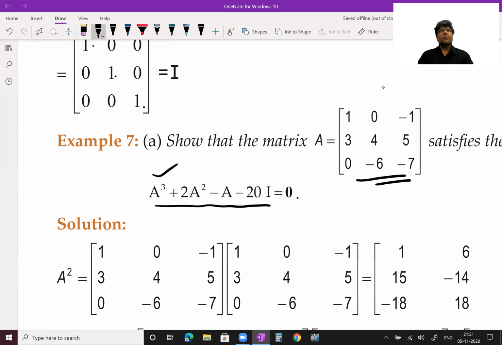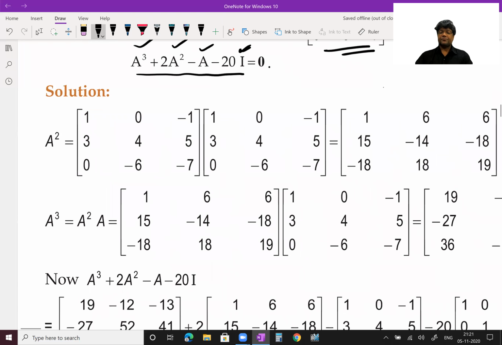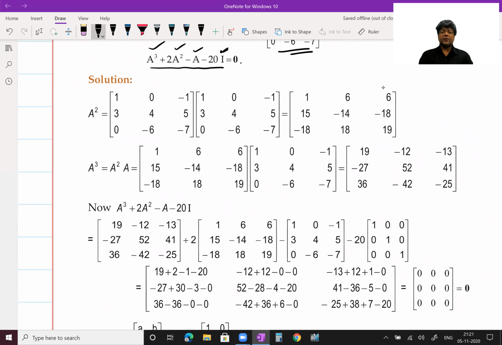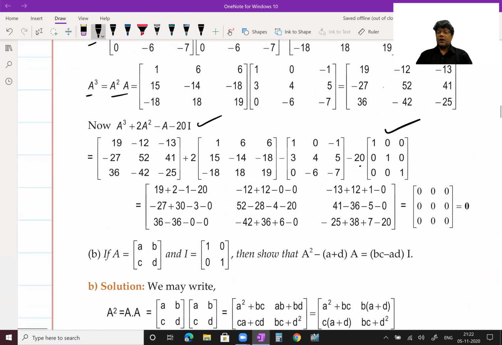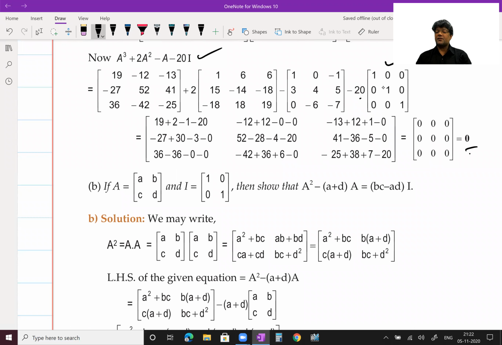First you have to obtain A cube. How? A into A square, then that A square into A gives A cube, and then you have got A cube, A square, and minus A also. Here this I means 3 by 3 order identity matrix. Why 3 by 3? Because your matrix is of 3 by 3. So this I will have to be 3 by 3. First A square is obtained, then A cube is obtained by A square into A. And now calculating this, A cube already obtained, plus 2 into A square, minus A, and minus 20 into this I, that is 3 by 3. And finally it is coming to 0, 0, 0, 0, 0 means null matrix.